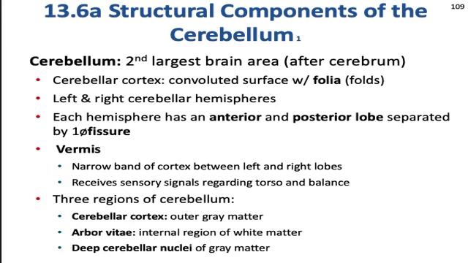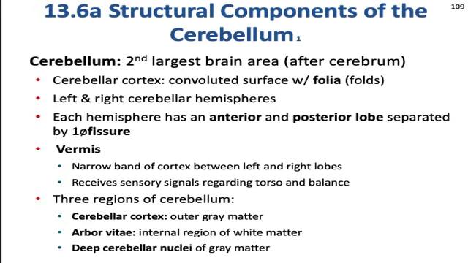Now the cerebellum is the second largest brain area after the cerebral cortex. It has a cortex that has ridges and grooves in it, okay? The surface folds are called folia, and there are hemispheres, a left and right cerebellar hemisphere. Each hemisphere has an anterior and posterior lobe separated by a primary fissure.